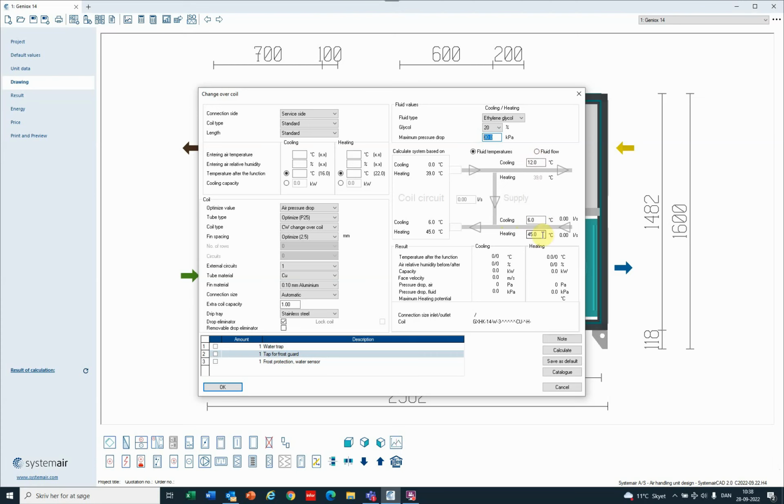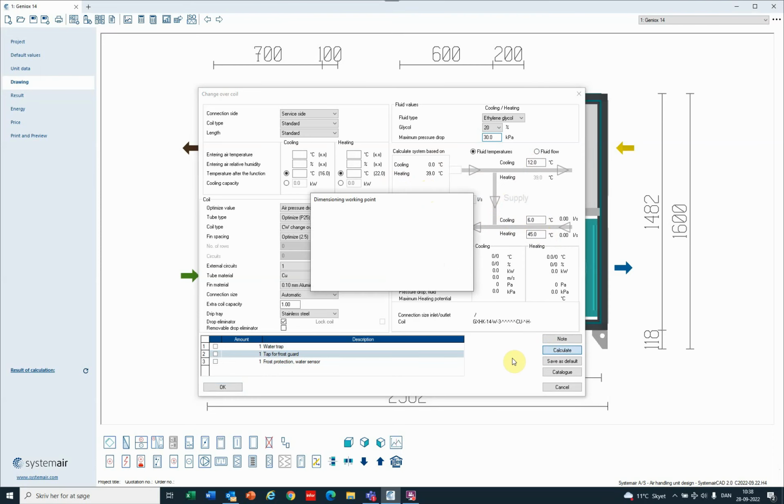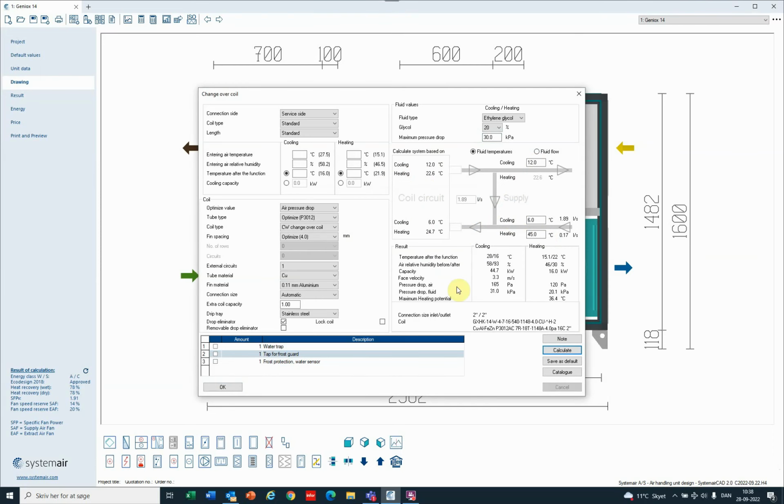Heating 45 degrees going in, but the outlet temperature will always be a calculated value since the coil is predefined, and the calculation will find the right balance of temperature going into the coil and going out of the coil with the same fluid flow as in cooling mode. So let's try to calculate this changeover coil like that.